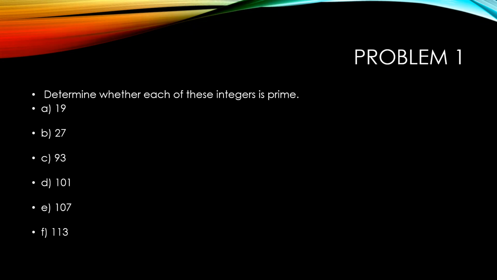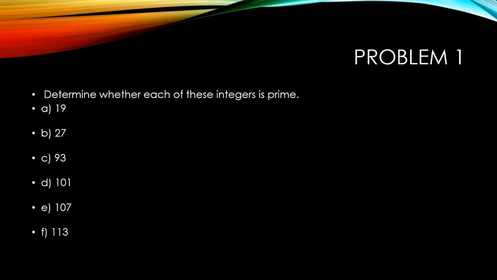And if there is a result wherein the remainder is equal to 0, therefore that number is not prime. But in case every time you divide a prime number from the given range, all remainders are not equal to 0, the given is a prime number. Okay, so let's start with number 19.